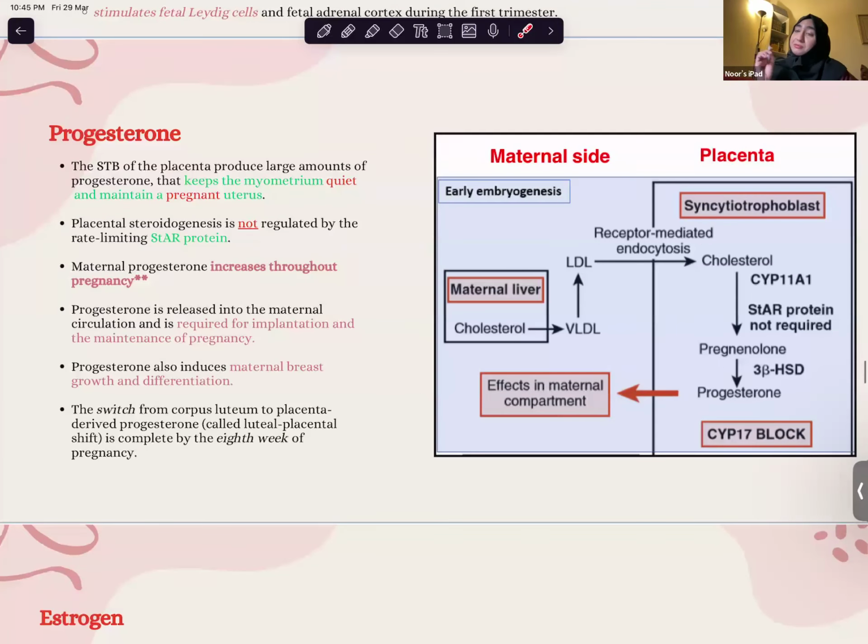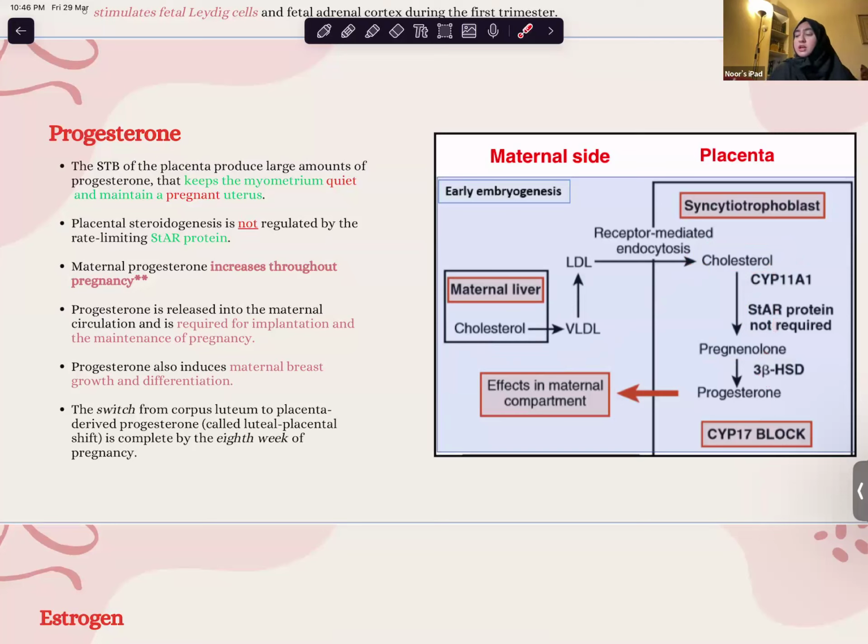Okay, so the mother's liver is basically involved in the formation of cholesterol. This cholesterol from the maternal side is then transported to the placenta. Once it goes to the placenta in the form of VLDL or LDL, this cholesterol is converted to pregnenolone, which is converted to progesterone. You guys know the precursor of steroid hormones is cholesterol, right? So the moment the placenta gets cholesterol, it is converted to pregnenolone and progesterone.